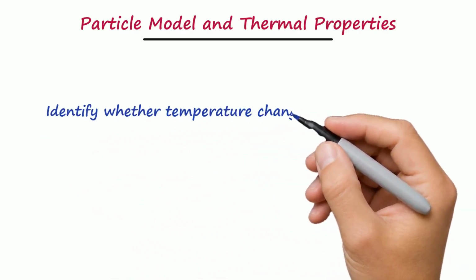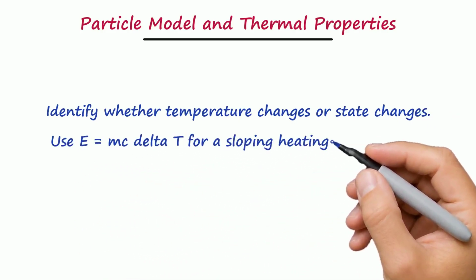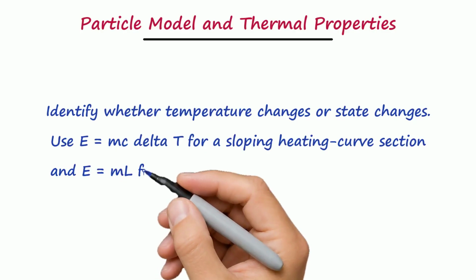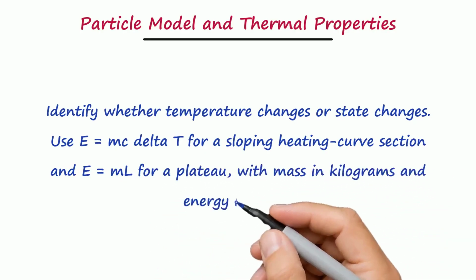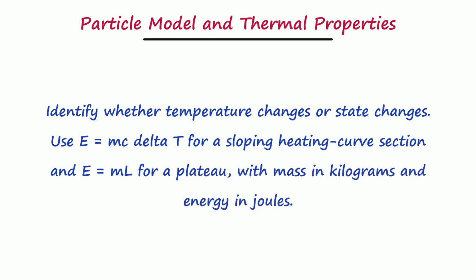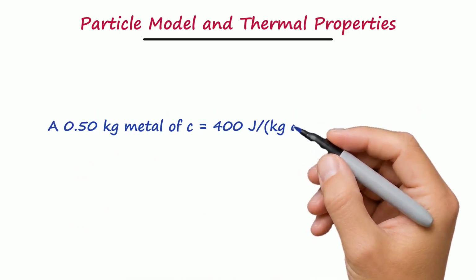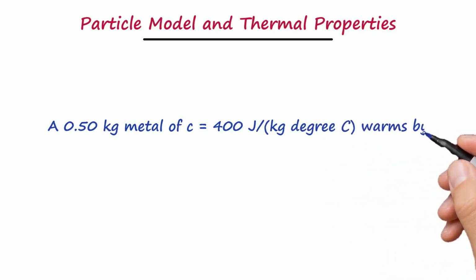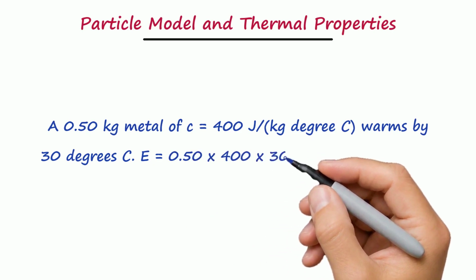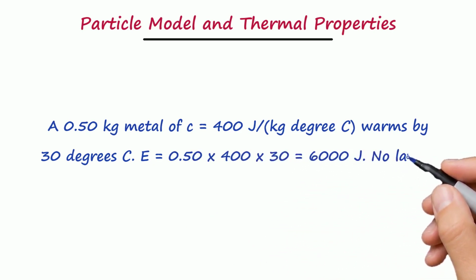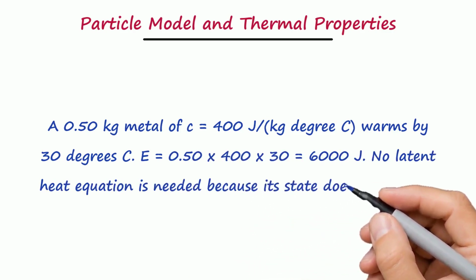Identify whether temperature changes or state changes. Use E equals mc delta T for a sloping heating curve section and E equals mL for a plateau, with mass in kilograms and energy in joules. A 0.50 kg metal of C equals 400 J per kilogram degree C warms by 30 degrees Celsius. E equals 0.50 x 400 x 30 equals 6,000 J. No latent heat equation is needed because its state does not change.